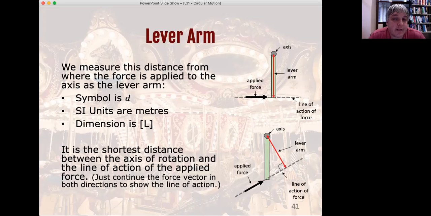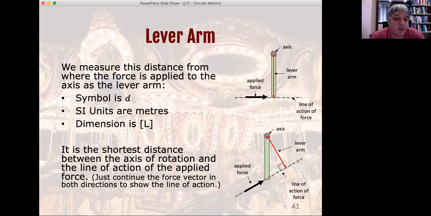That distance from the axis of rotation has a specific name, and that is called the lever arm. For the lever arm, we often use the symbol d. It's a distance, so we're in meters, and the dimension is L for a distance. The lever arm, though, can be a little bit complicated to figure out.